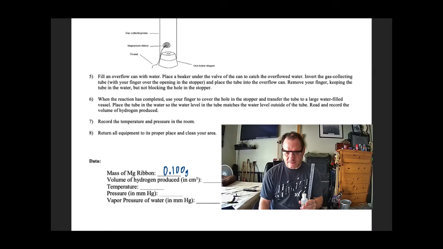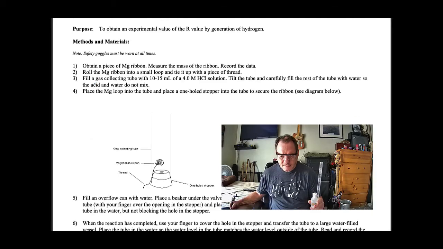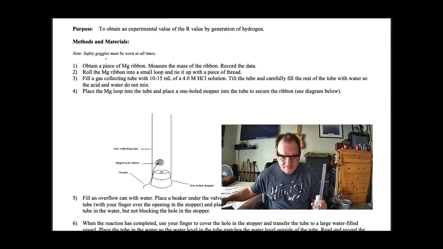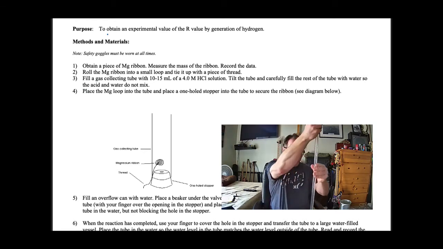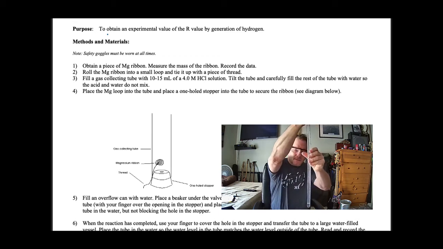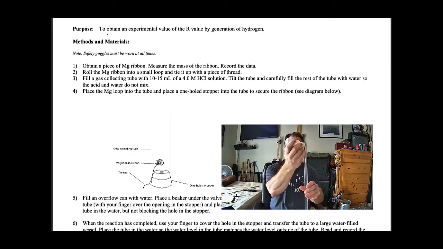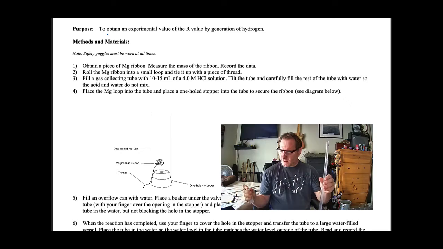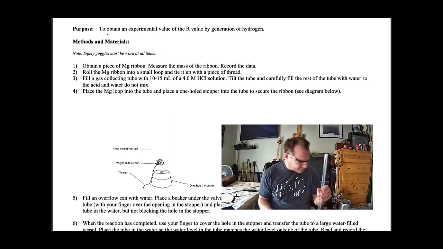As I go back here in my procedure, I guess I'm jumping to 3, but that's fine. I'm going to fill this up with about 10 to 15 milliliters of a 6 molar hydrochloric acid solution. So I'm just draining it into the top of my eudiometer. That looks pretty good. Now I'm going to go ahead and complete step 3. I'll jump back to step 2.